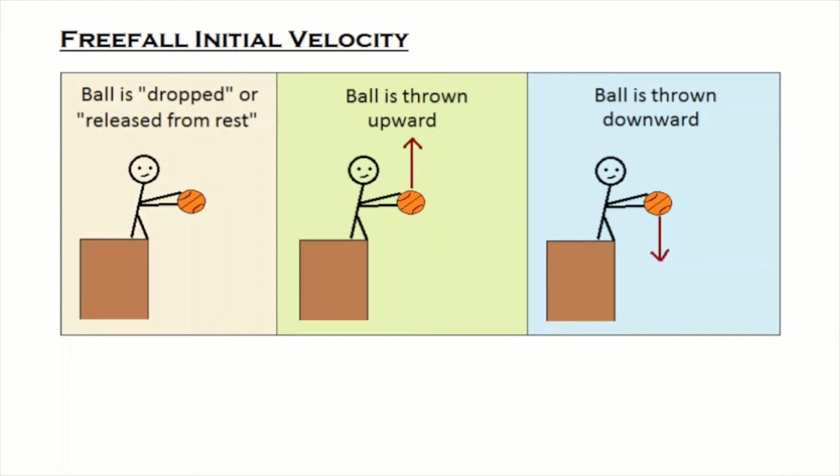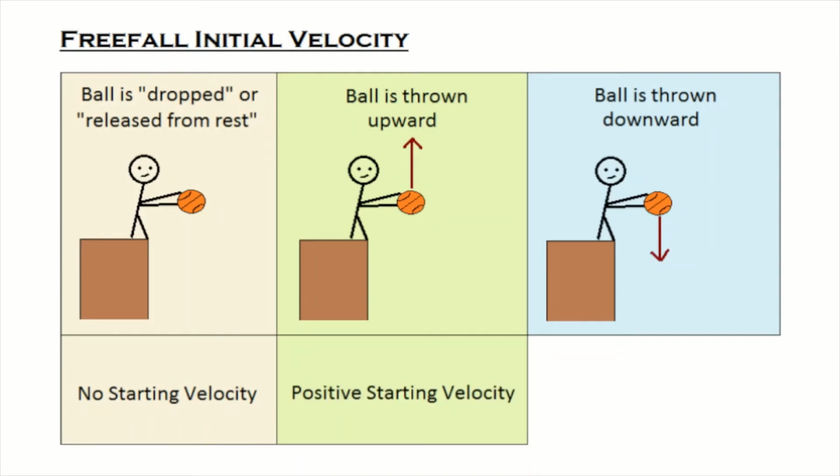If the ball is dropped or released from rest, you're going to set your initial velocity equal to 0, since it's not doing anything at the beginning. If the ball is thrown upwards, you're going to make the initial velocity positive, and for whatever amount they give you. And if the ball is thrown downward, we're going to make that a negative starting velocity. So make sure you're focused on what's going on at the beginning of the problem as far as what you're going to do with the velocity variable.